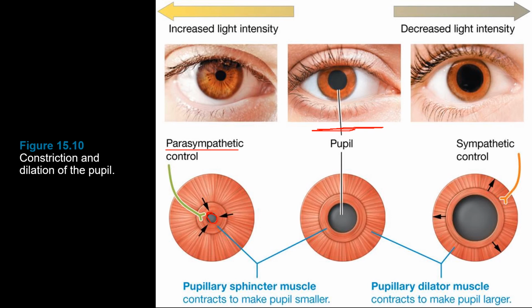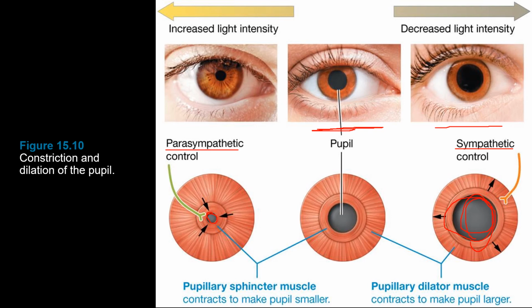Then, let's say we're in an emergency situation or you're anxious about the upcoming test. Well, you're going to dilate your pupils, and that's through the sympathetic system again, remember. What happens there is the pupillary dilator muscle contracts and it opens up the pupil and makes it much more open for light.